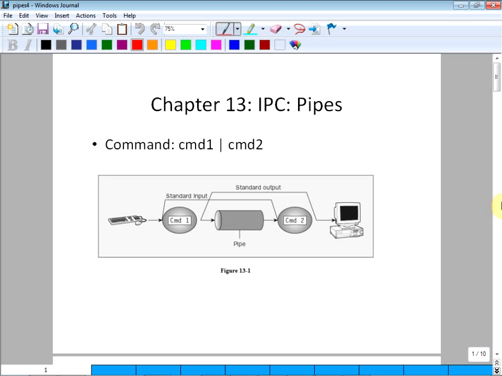You have seen this command several times. Command 1 pipe to command 2. A good example is maybe ls piped to wc minus l, right? Or cat file 1, file 2, etc. to get the total number of lines, for example.